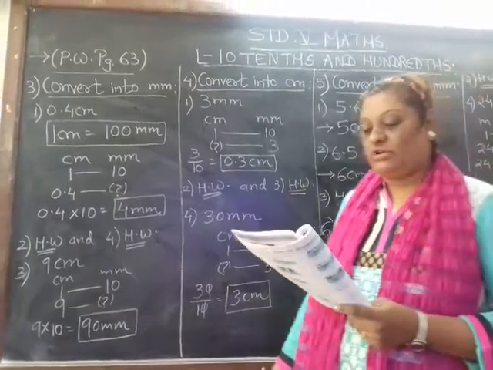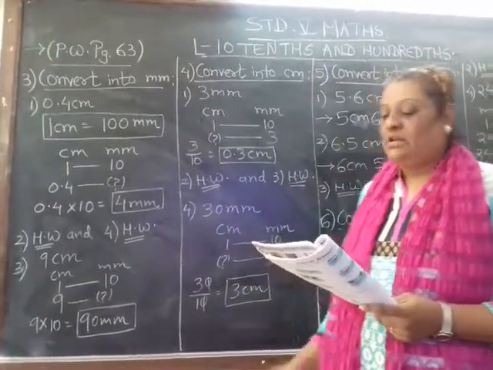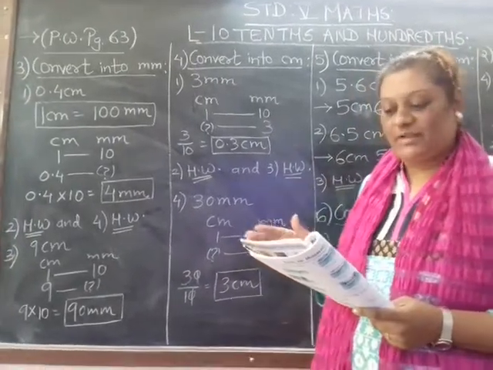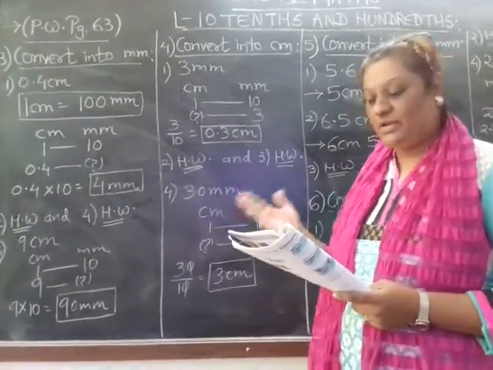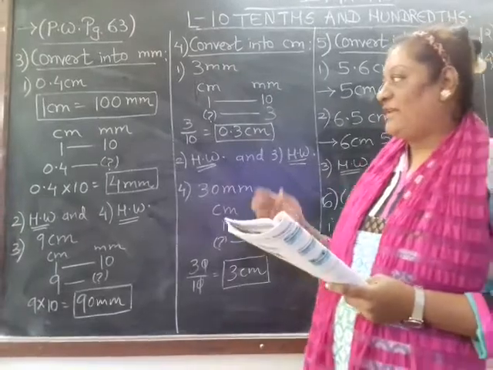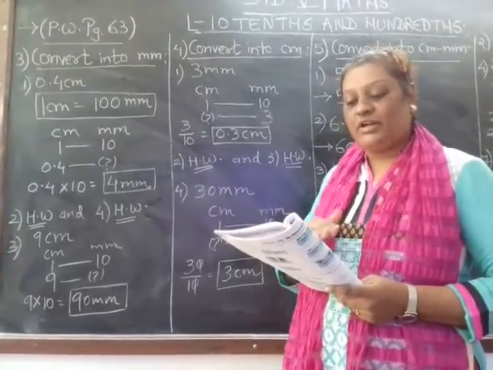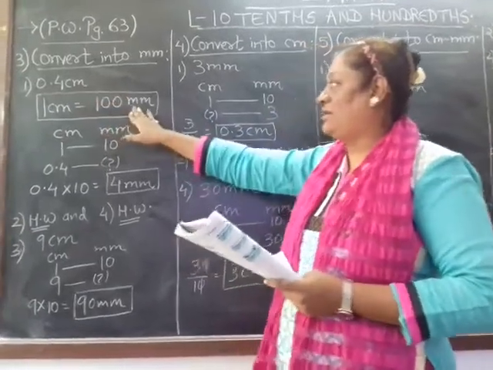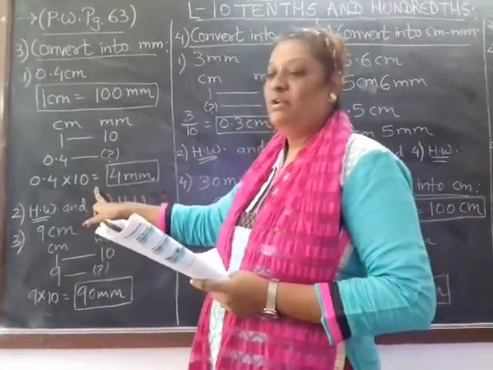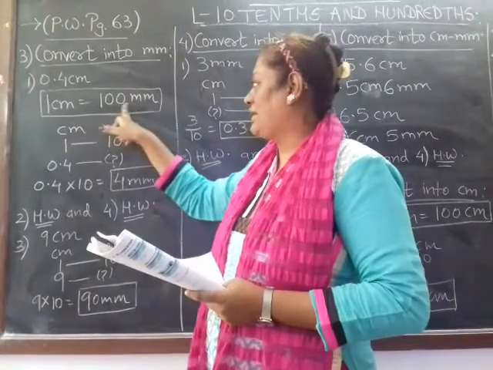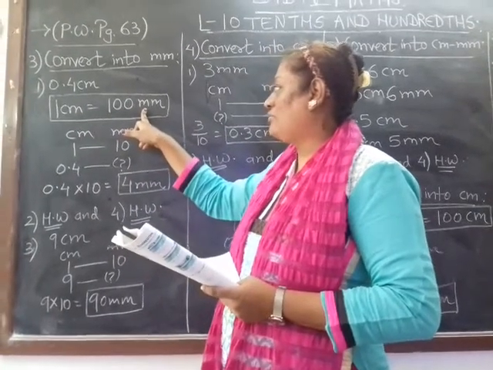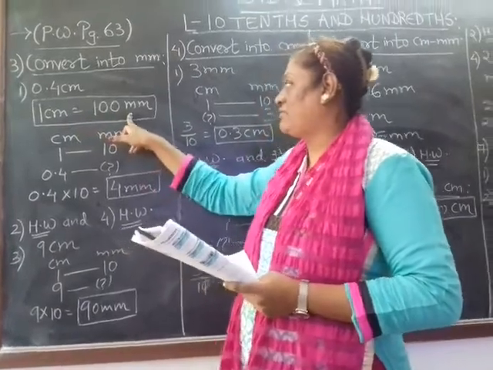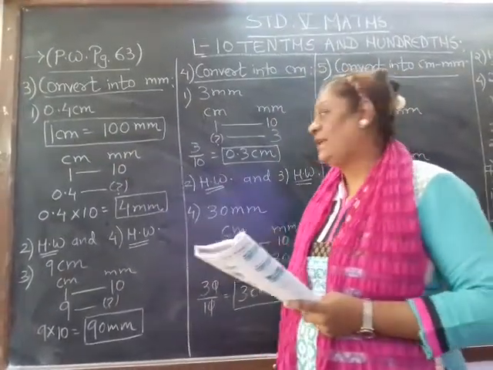Before I come on to the conversion, please remember millimeter is a smaller unit compared to centimeter. So centimeter is bigger, millimeter is smaller. When we convert a bigger unit into a smaller unit, like when I convert centimeter to millimeter, we always go with multiplication. When a bigger unit is converted into a smaller unit, it is always multiplied.